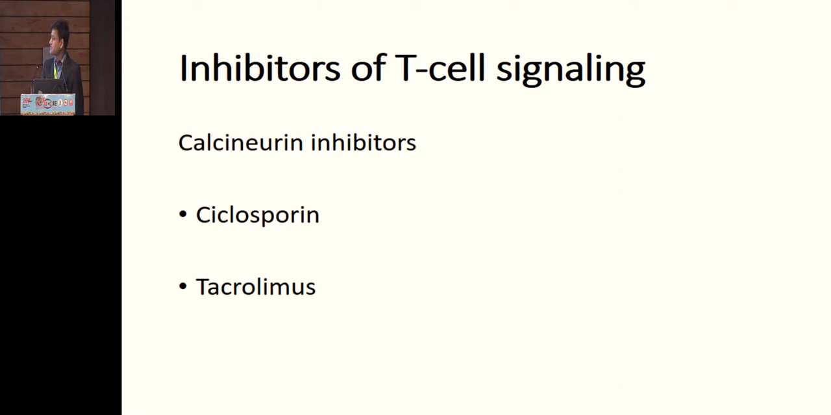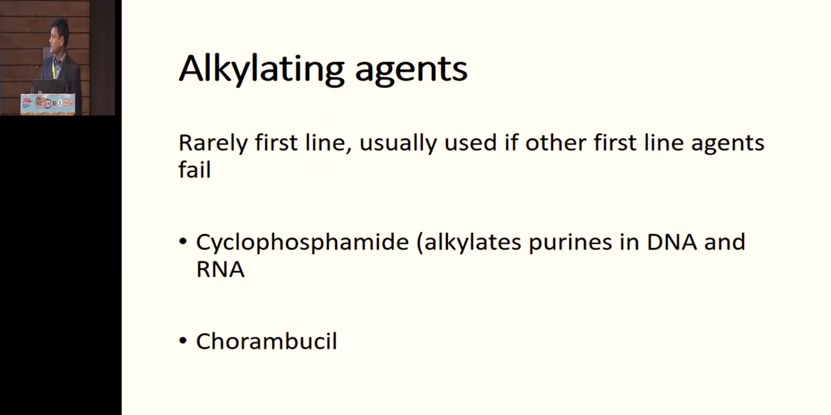Cyclosporine is used in a dose of 2 to 7 milligrams per kg body weight, and so on and so forth. Alkylating agents, such as cyclophosphamide and chlorambucil, alkylate purines in DNA and RNA. Cyclophosphamide has a very high adverse effect ratio, so it's not commonly used as first line. The only indication is necrotizing scleritis, which is associated with Wegener's and relapsing polychondritis. And chlorambucil is really not used a whole lot.